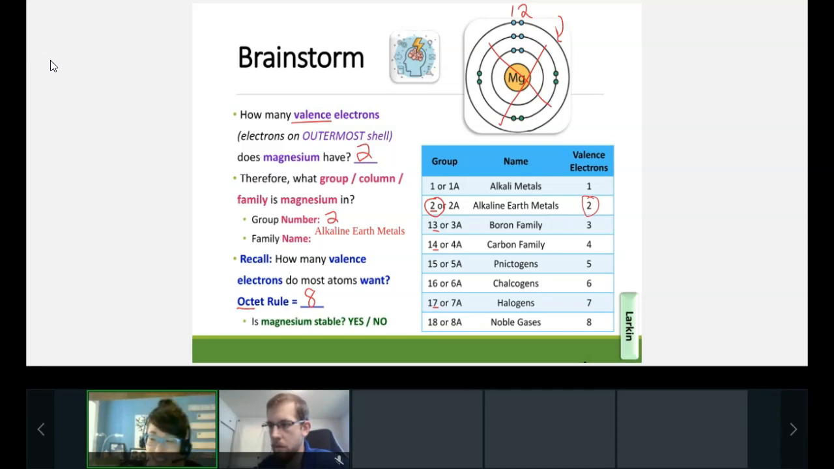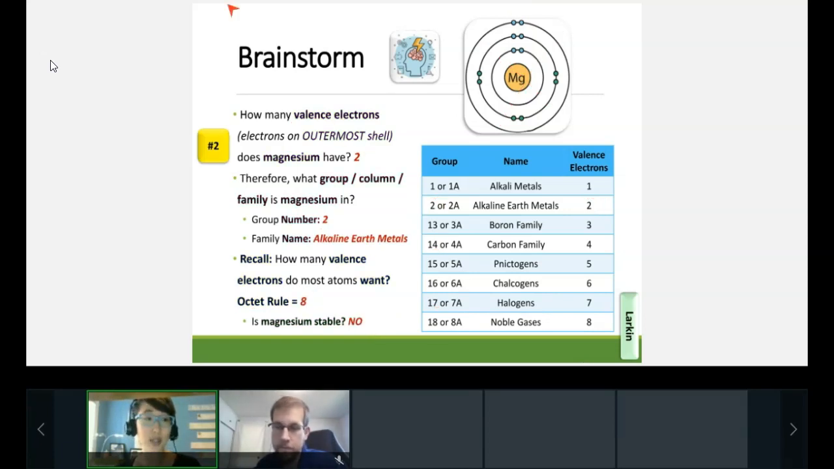It's sad. Exactly, it's sad. So no, it's not happy, therefore it's not stable. Smiley face emojis in the chat if that's beginning to make sense. So magnesium is going to have to do something with these valence electrons to try to make it more stable, more happy. We'll be talking about how it can change those electrons to become more stable and happy.